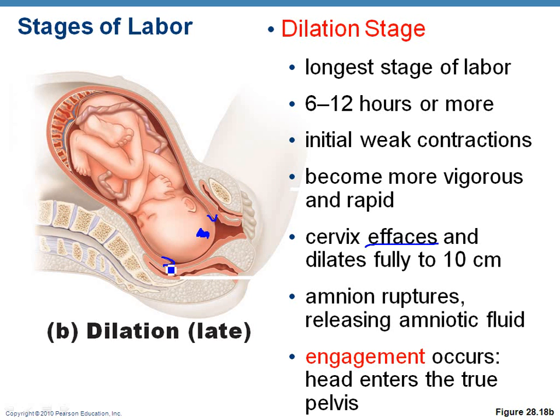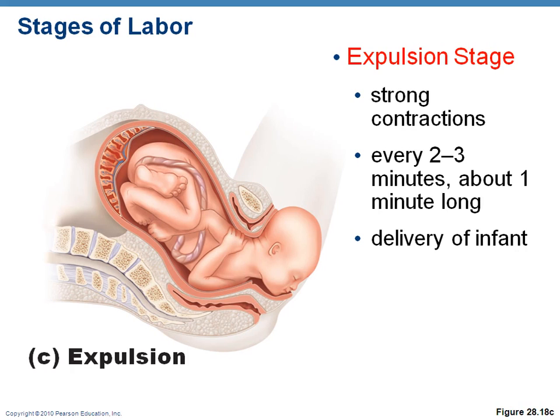And then the last thing, they call it engagement. This is when the head is actually entering the true pelvis. So the baby's head is actually on its way. All right, so let's move on to expulsion stage. During the expulsion stage, you're going to have really strong contractions about every 2 to 3 minutes, lasting for about a minute long, and this is where you're pushing. When they tell you not to push in the beginning, it's because you could be pushing the baby's head against the cervix that's not fully effaced. When you get to this expulsion stage, the cervix is fully effaced, you have really strong contractions, you have a clear pathway, and you can push the baby out.